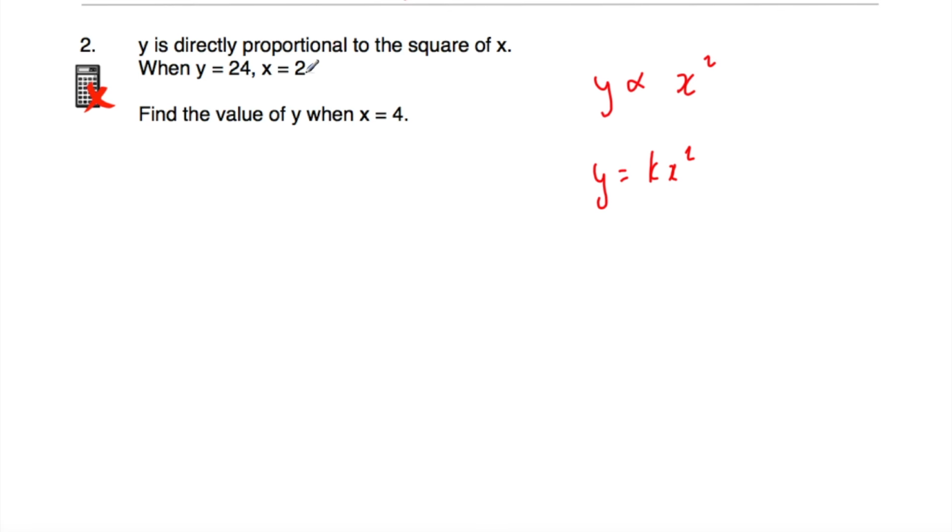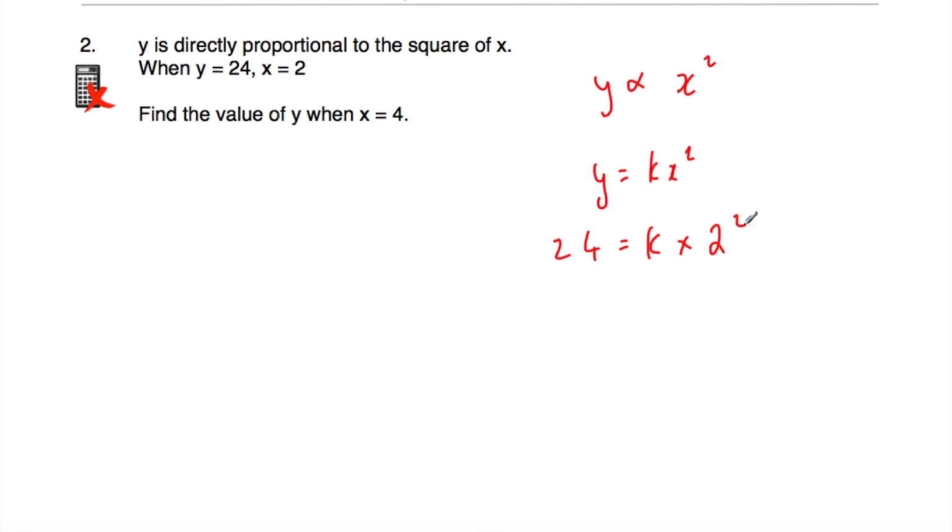Okay, now we're told a pair of values here, that whenever y is equal to 24, x is equal to 2. So if we substitute those in, we'll be able to find out what k is. So let's substitute them in and see what we get. So instead of y, we've got 24 is equal to k, the constant of proportionality, multiplied by x squared. And x is equal to 2, so that's 2 squared. Okay, so we've now got that 24 is equal to k times 2 squared.